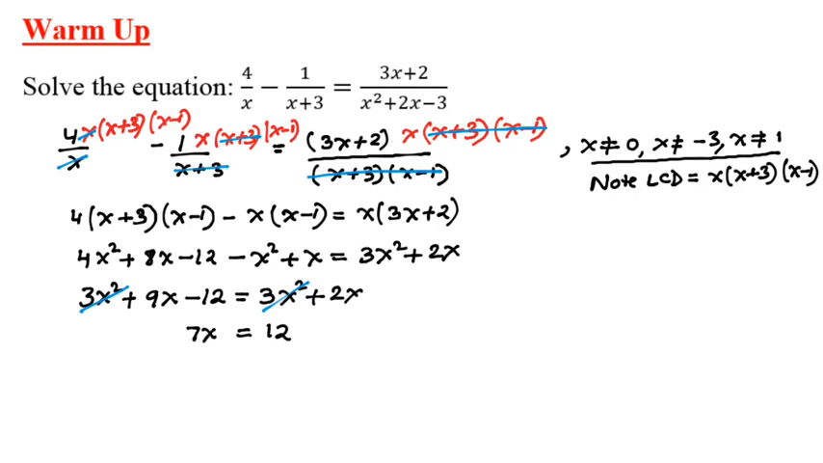If we divide on both sides by 7, we get x equal to 12 divided by 7, and 12 divided by 7 is not in the restriction. So the given equation has a solution of x equal to 12 divided by 7. So that is the end of this example.